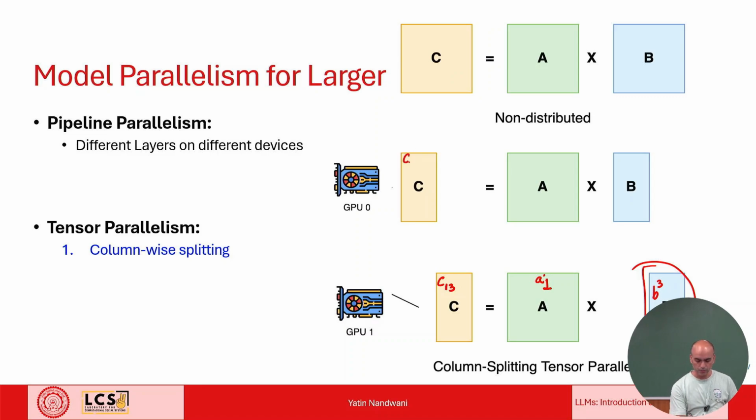So C11 and C12 are computed on device 1, and C13 and C14 are computed on device 2, so A1 multiplied by B4 will give you C14. So this is one way of sharding one tensor.